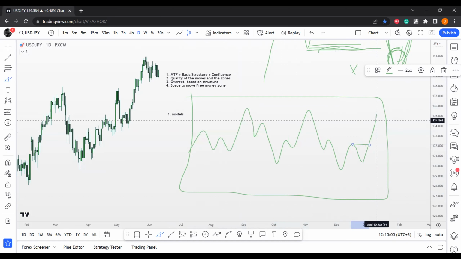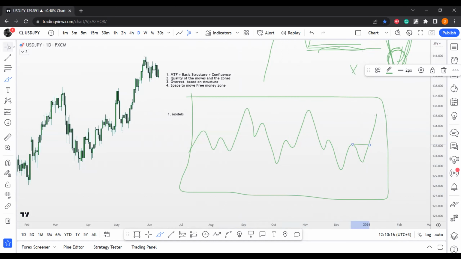So this is accumulation. But again, do not forget why the market is so complex, because we are operating at the same time throughout different time frames. And then your job is to find different models.